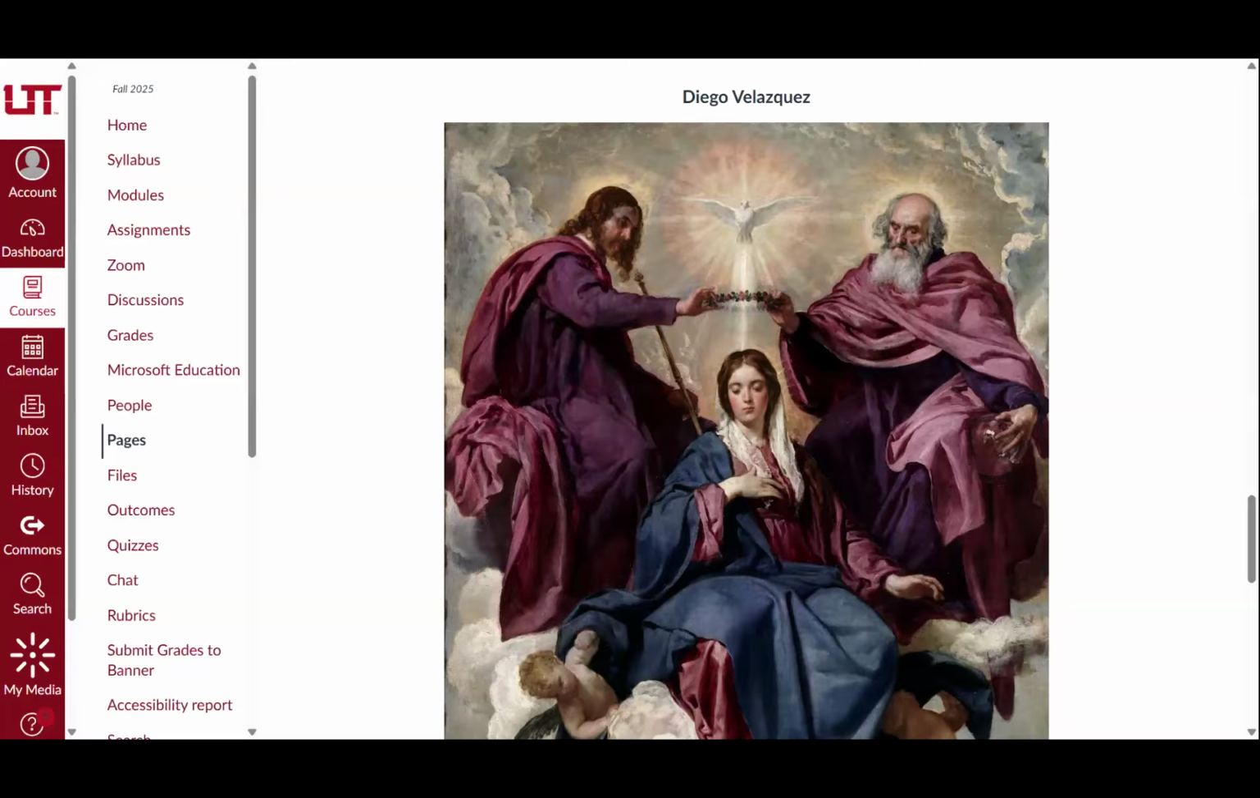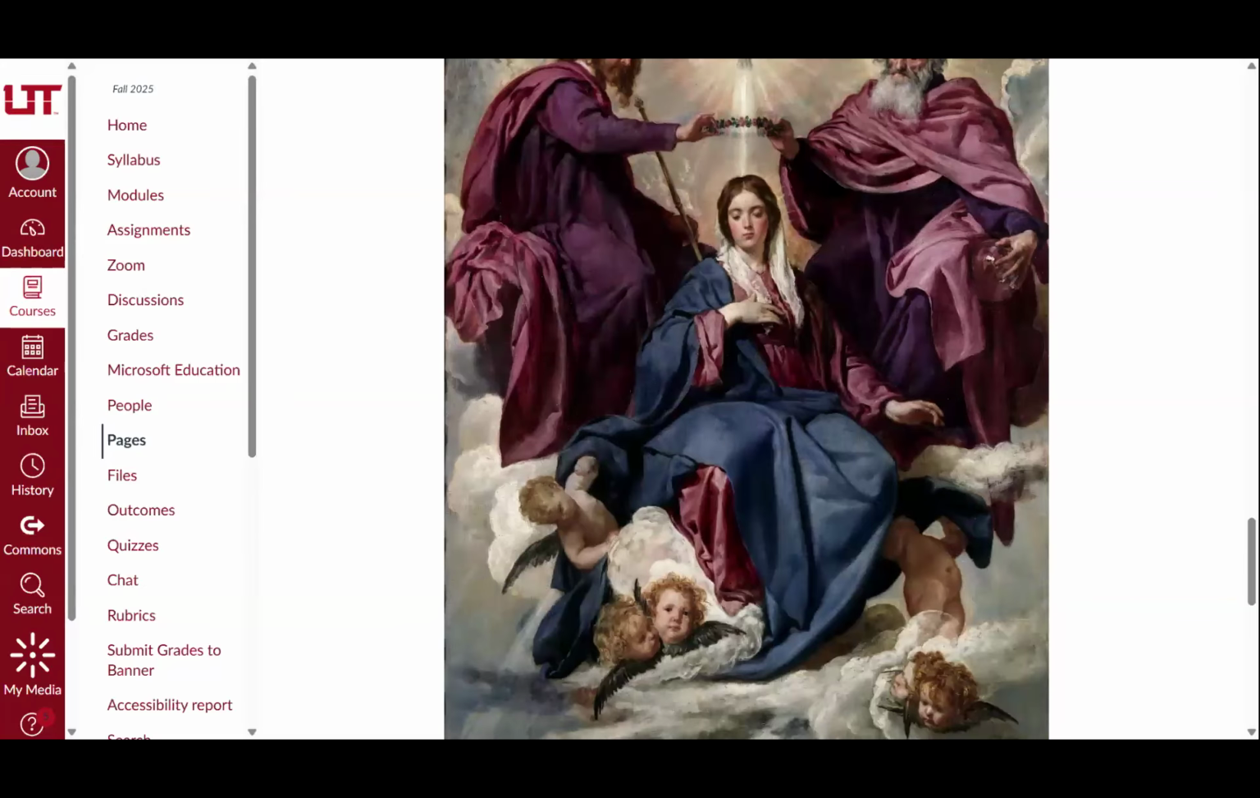And then here we have the dove of the Holy Spirit, who is validating or verifying that she is receiving this crown from God. And these guys are just administrators acting under the authority of God, crowning her as Empress or Queen of Heaven.